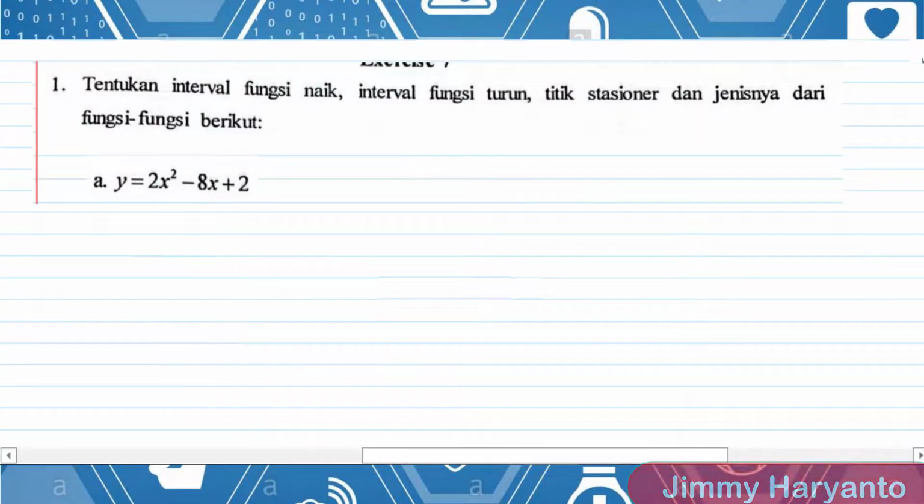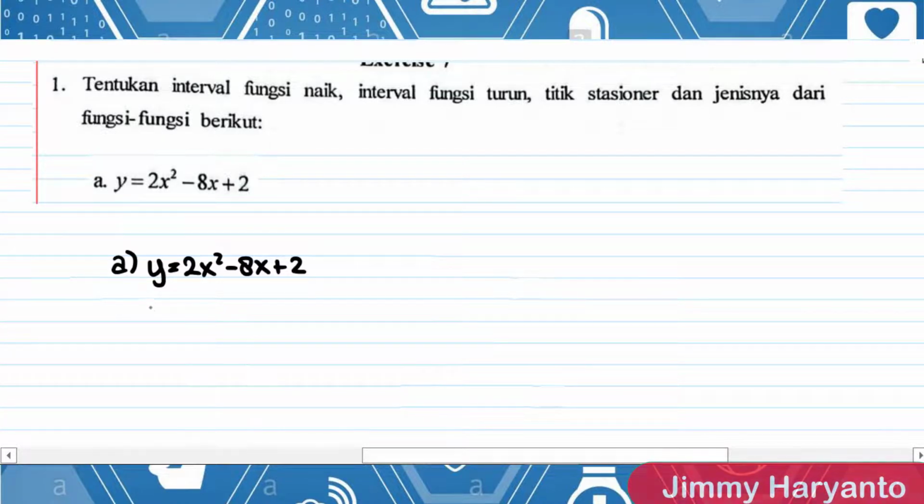Okay, next is page 131, number 1. Determine the intervals of increasing and decreasing functions first. The stationary points will not be taught yet, guys. So increasing and decreasing functions first. Okay, so for number A, we have y equals 2x squared minus 8x plus 2. And to find the increasing and decreasing intervals, that means we have to find the first gradient.